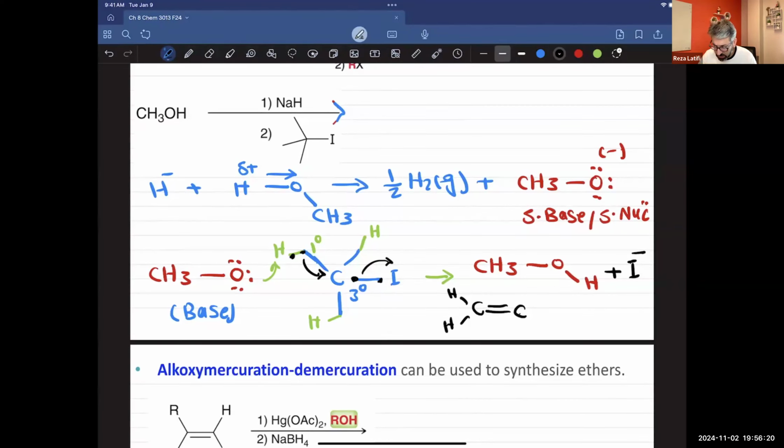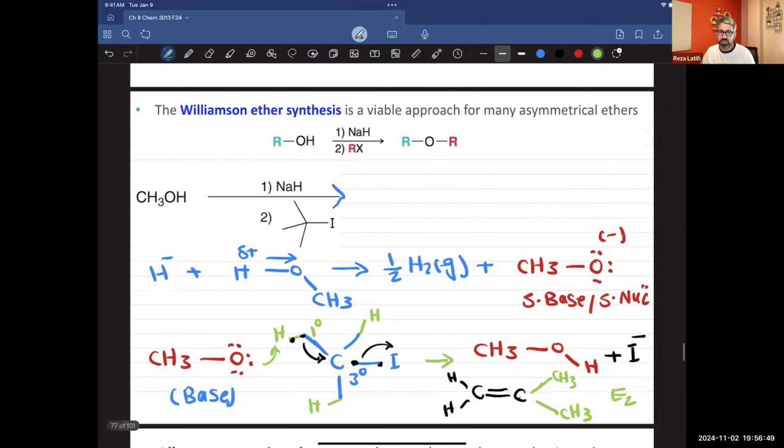Now our central carbon still is attached to 2 more carbons. So we got a double bond. Okay. And those are CH3, CH3. Okay, so instead of getting ether, we got an elimination product. The reaction went through the E2 mechanism. And again, our nucleophile behaved as a base, and we got methanol instead of ether. So this reaction failed to give us ether.